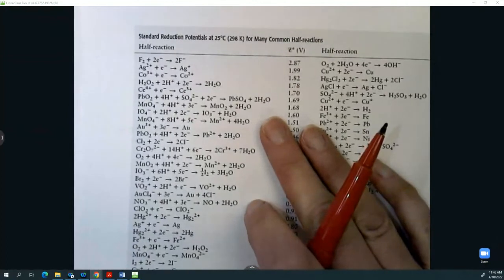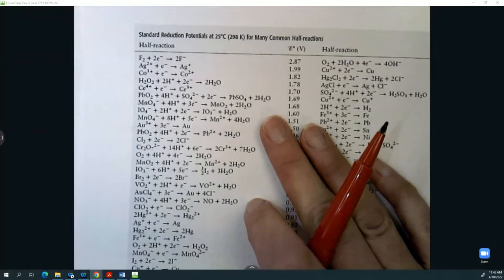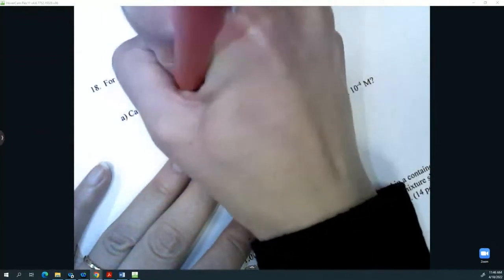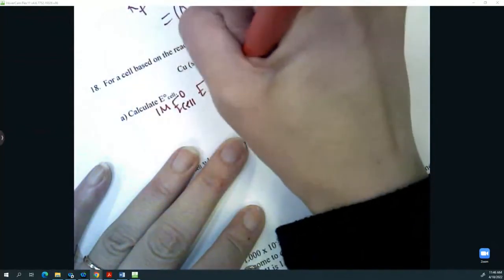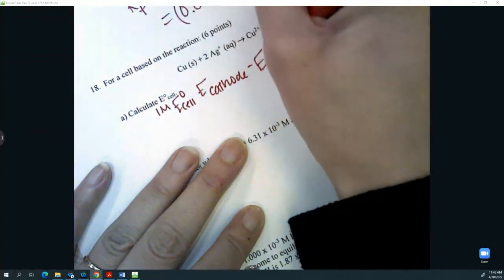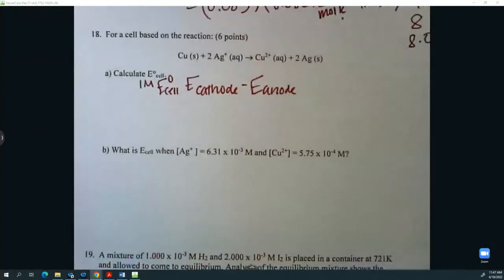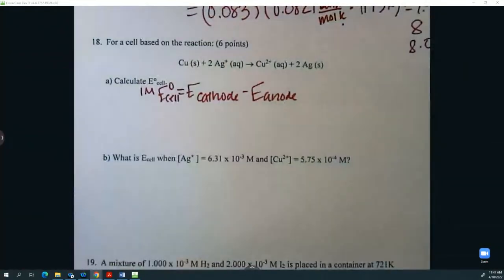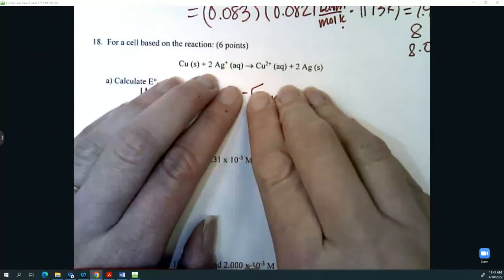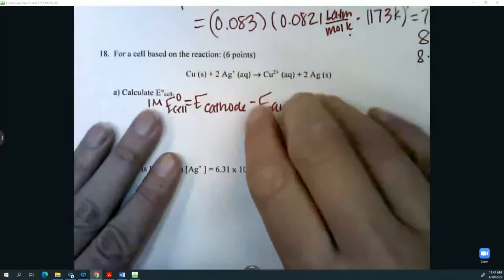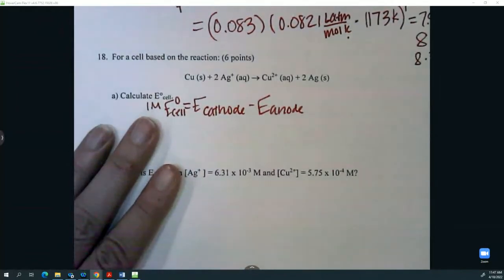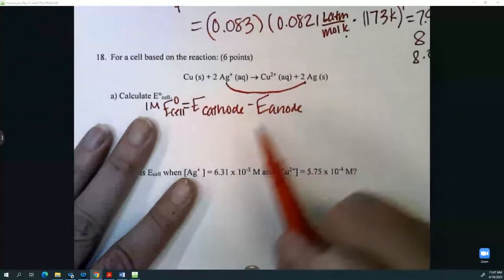I need to find my relevant half reactions. And then I need to do cathode minus anode. Okay, now there's a couple of ways I can figure out the cathode. It depends on the situation. In this case, they gave me a reaction, and so I need to go with the reaction as written. So I need to identify from what's being oxidized and reduced here, which is the cathode and which is the anode. So this is being reduced.